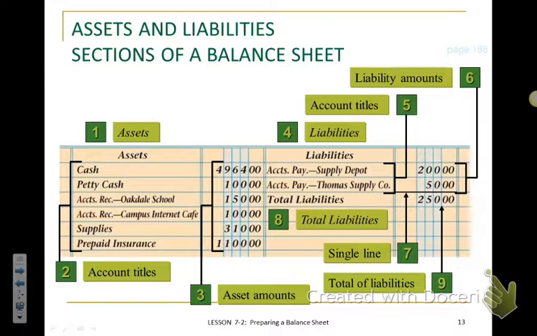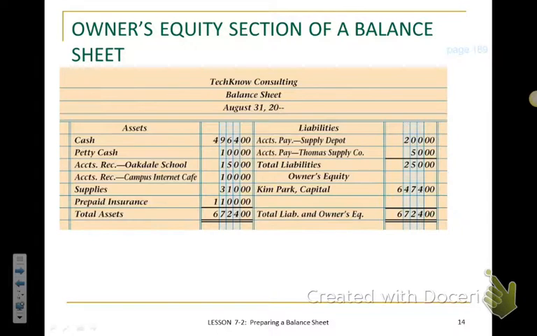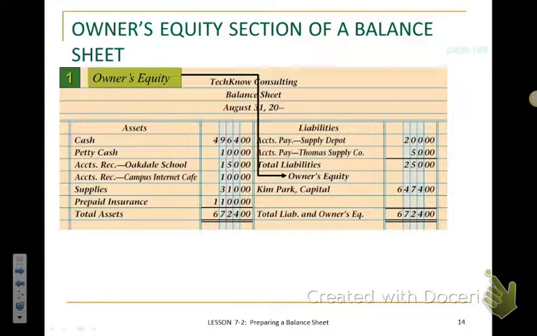Okay. We are going to single rule underneath the totals and add them up. Then we do the owner's equity section. So now we've single ruled underneath our total assets, we've gotten our total. Then we do our liabilities, single rule, get our total. Now we've got to calculate our owner's equity.